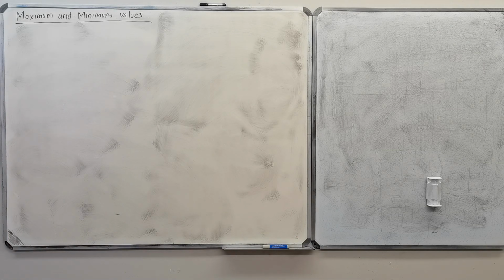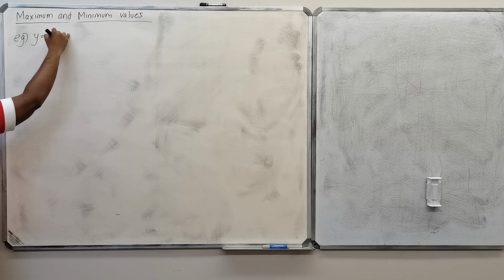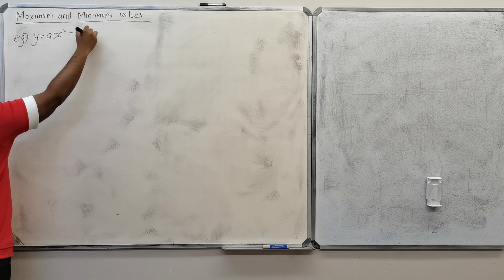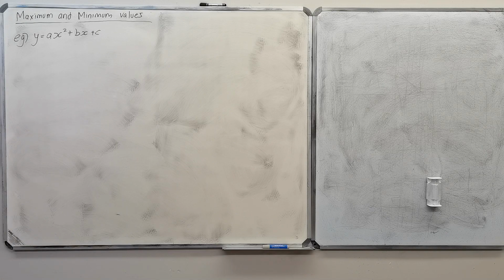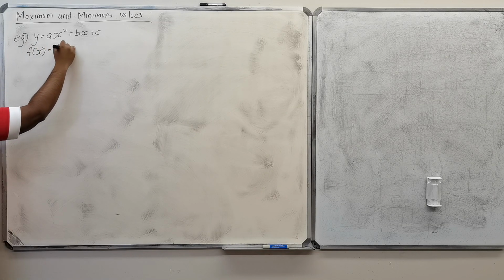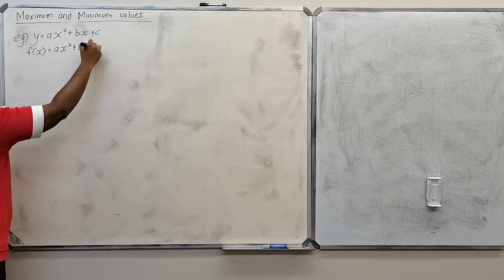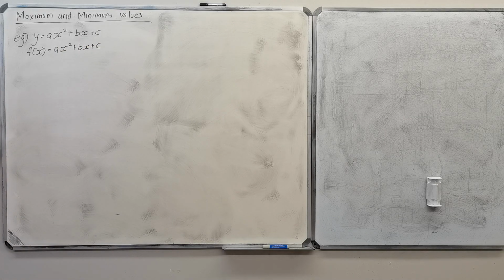Let's do another example where they tell you to calculate the turning points of y equal to ax squared plus bx plus c. They want you to calculate the turning points and distinguish between the maximum and minimum turning points. So let's convert it into a function of the independent variable, x: f(x) equals ax squared plus bx plus c. And they want your turning points, so it's your maximum or minimum points.